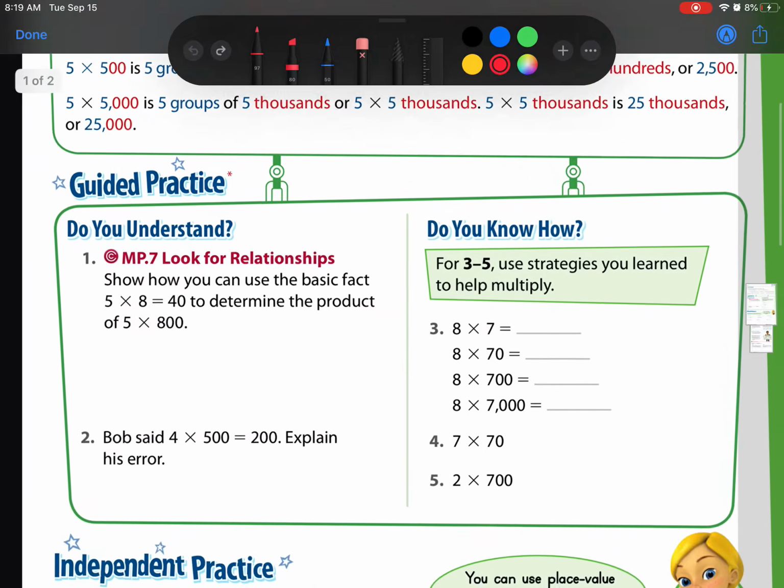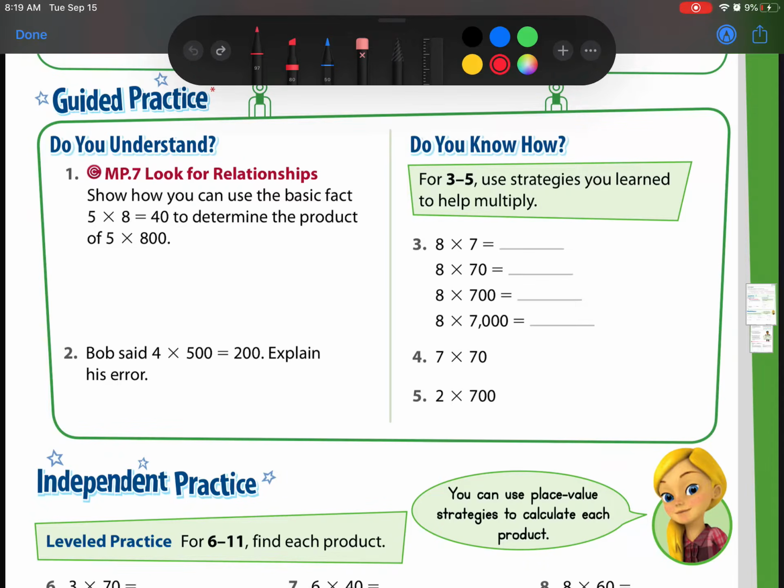So let's head on down to our first one. So show how you can use the basic math fact 5 times 8 equals 40 to determine the product of 5 times 800. So remember, we're just going to take these two zeros off, pretend they're not even there, multiply it. 5 times 8 is 40. And then what do we do next? Well, we add those zeros back on. So this has 3 zeros. So what we could do to show is we can show 5 times 8 equals 40, because it says show. And then we just show that 5 times 800, we just have 2 more zeros on there. It's as easy as that.